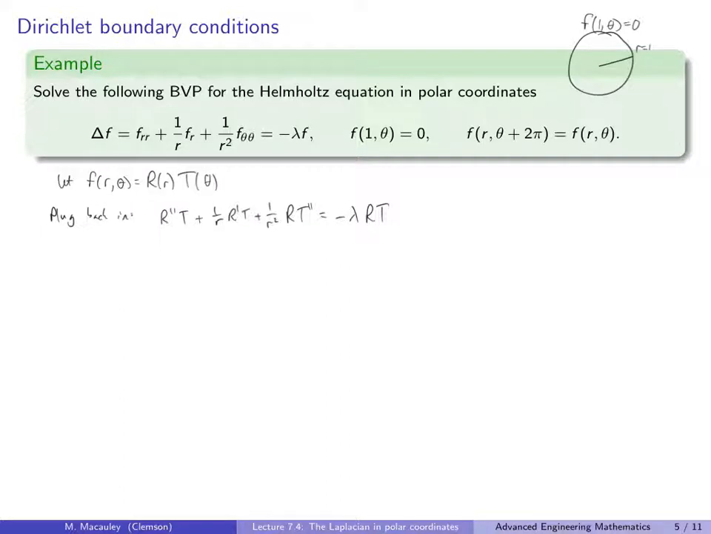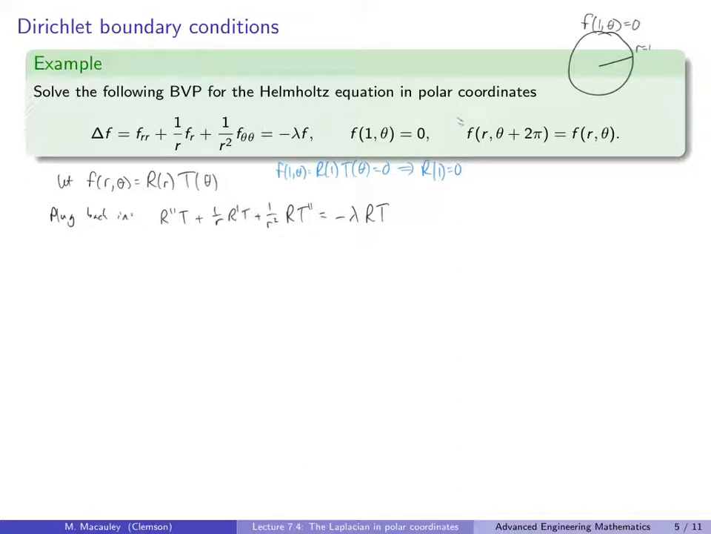So this first condition says that if f of 1, theta, that's R of 1 times T of theta, is equal to 0, then as before we have a number times a function being 0 everywhere, so that number has to be 0 because the function T is not 0. So R of 1 equals 0, and similarly we have this boundary condition here. I'm going to do this. How about if I do this?